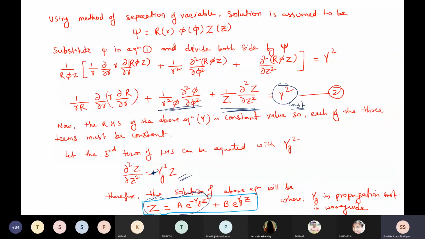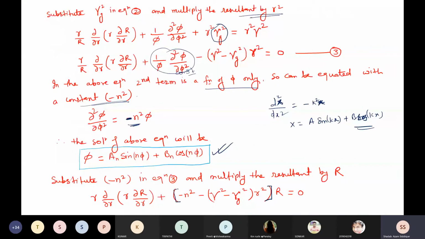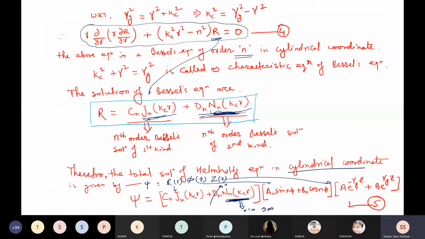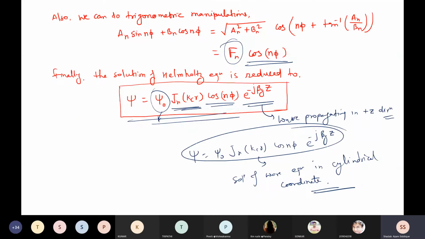Here we are equating the constant term, and we are just taking that as a constant value, that should not be a function of another variable. We are separately finding the solution for z, the solution for phi, and the solution for r, where we are getting the solution for r in terms of Bessel function. We check at r equal to 0: the second kind becomes infinite at r equal to 0. So Dn should become 0, and that can be taken as Cn. The solution for r is Cn Jn(kc r), and Cn will be multiplied with the root under An square plus Bn square. Okay.